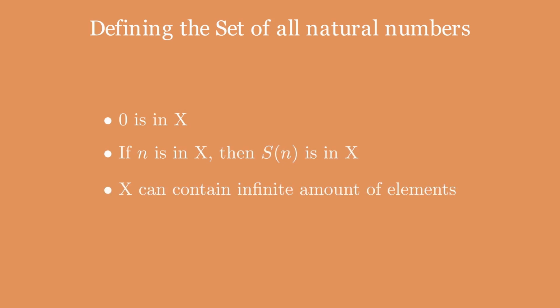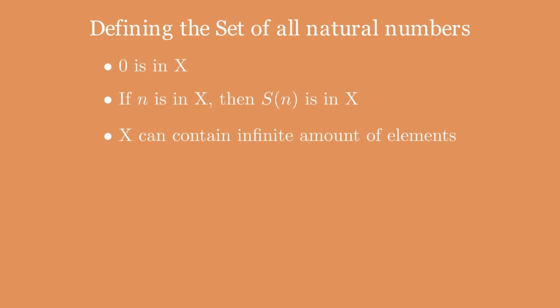It's time to define the set of all natural numbers formally. Let's look at the following 3 statements, which we call axioms. We take them for granted and use them as our building blocks. Consider the set X such that 0 is an X, if some number n is an X then the successor of n is an X, and finally, X can contain an infinite amount of elements.